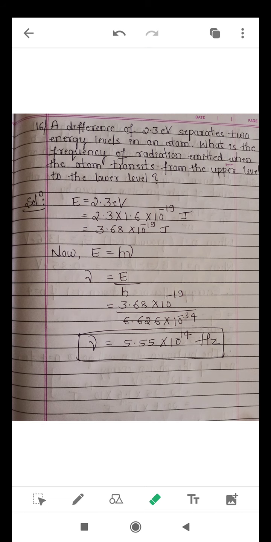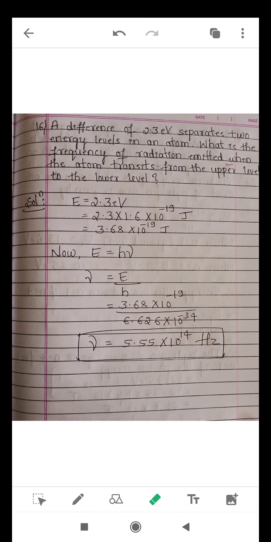So therefore energy value is 3.68 into 10 to the power minus 19 joules. So we have the equation E is equal to h nu. So therefore nu is equal to E divided by h. E is the given energy value in terms of joules. h is the Planck's constant. So by substituting all the values, we will get frequency as 5.55 into 10 to the power 14 Hertz.